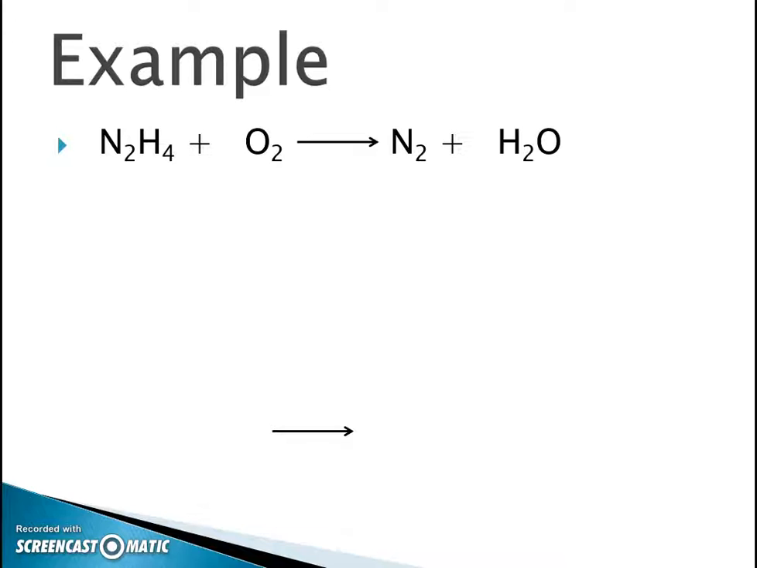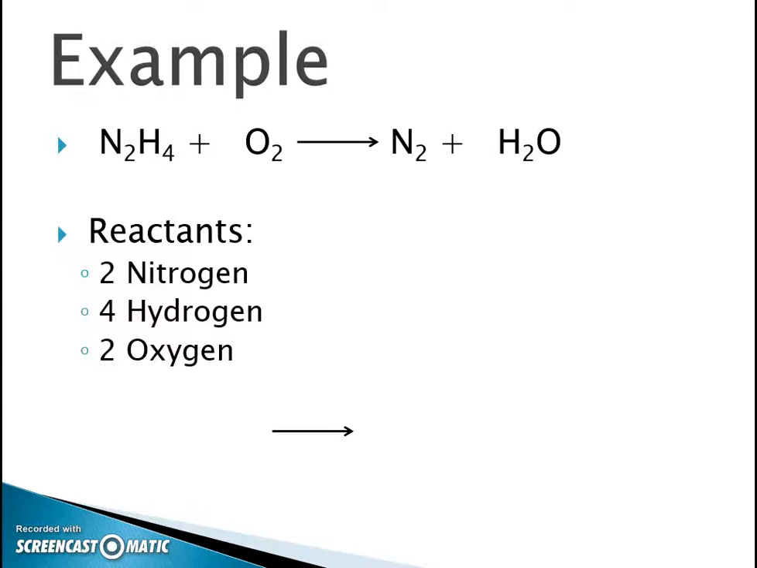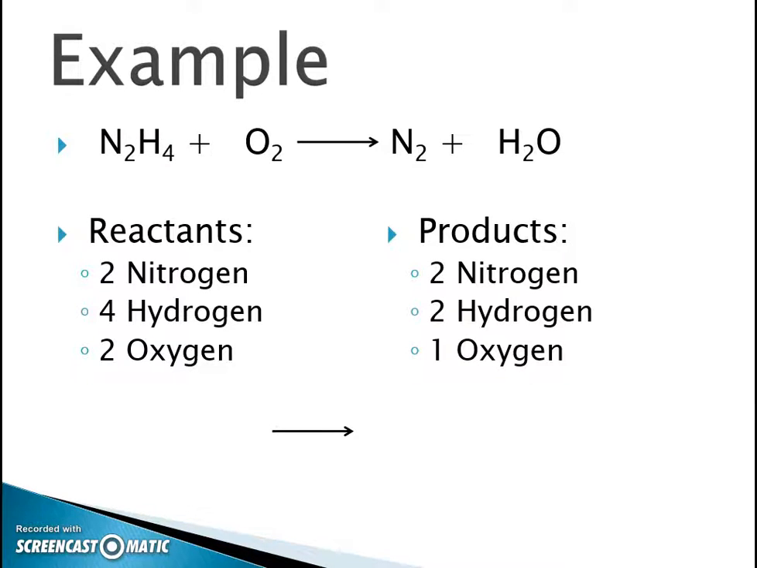So for example, we have N2H4 plus O2 yields N2 plus H2O. So let's go ahead and look at our reactants. We have 2 nitrogen, 4 hydrogen, and 2 oxygen on the left hand side of the arrow. Those are your reactants. That's what's going in. The yield, the products, what you're getting out is 2 nitrogen, 2 hydrogen, and 1 oxygen.